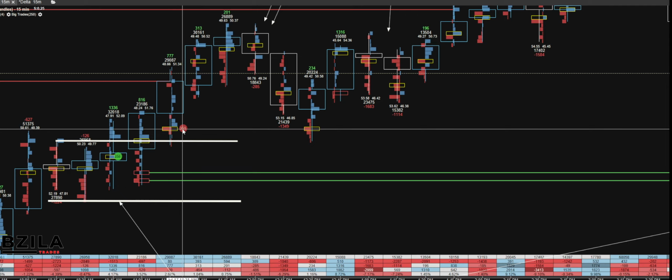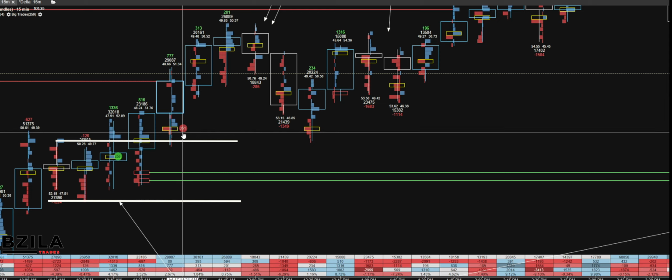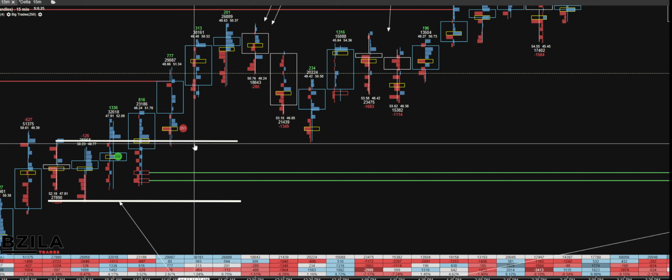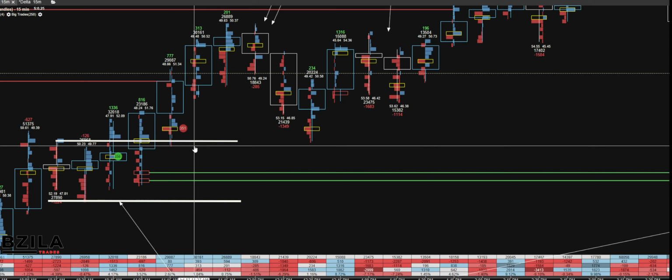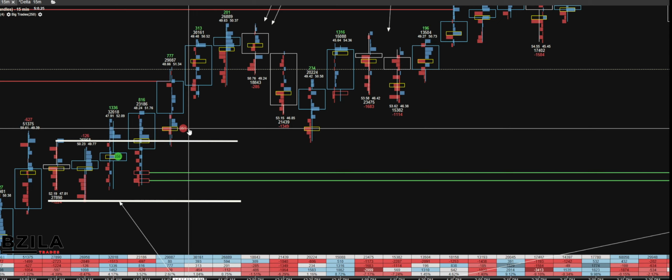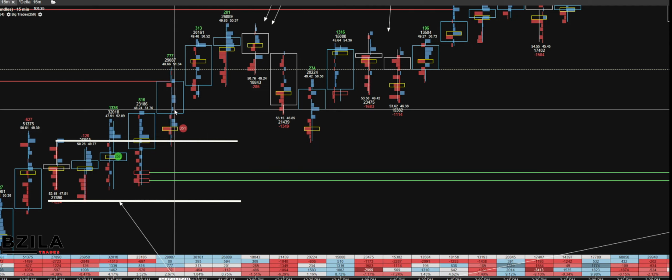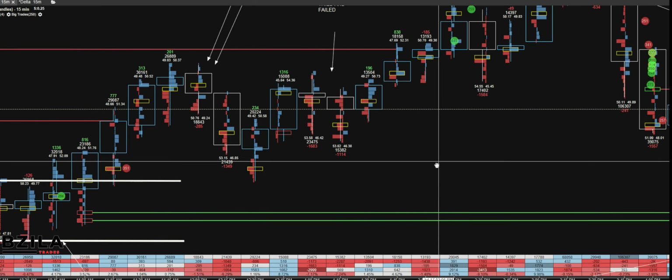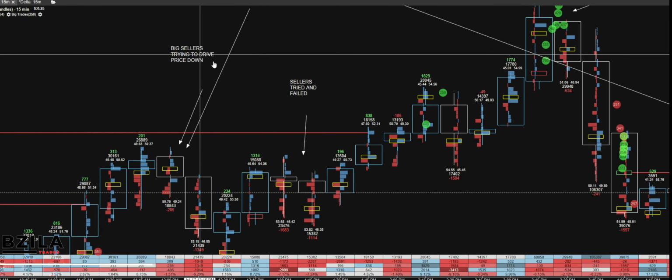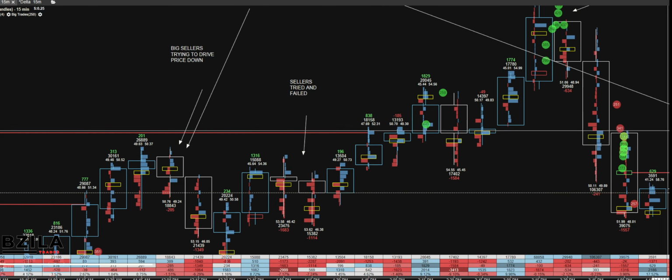If sellers come in with 351 lots, it's a pretty big order. They come in and go nowhere. They only went down 1 point. So they weren't rewarded. That's when they're caught offsides, and that's what I look for to drive price up. Right here I wrote big sellers. We had more big sellers up here, but they're not showing up here.